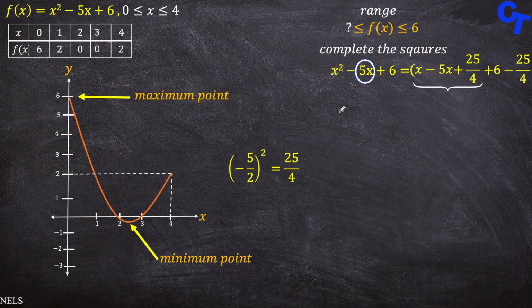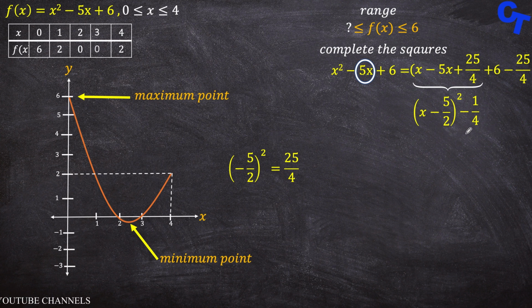Now, if you look at this, 25 over 4 has a square root, and the square root is 5 over 2. If we say 5 over 2 plus 5 over 2, we get negative 5x. So that means we can write this as negative x minus 5 over 2 squared, right? If we expand this, we're going to get the same expression. And right here we have 6 minus 25 over 4. All you have to do is take your calculator and you're going to get negative 1/4.